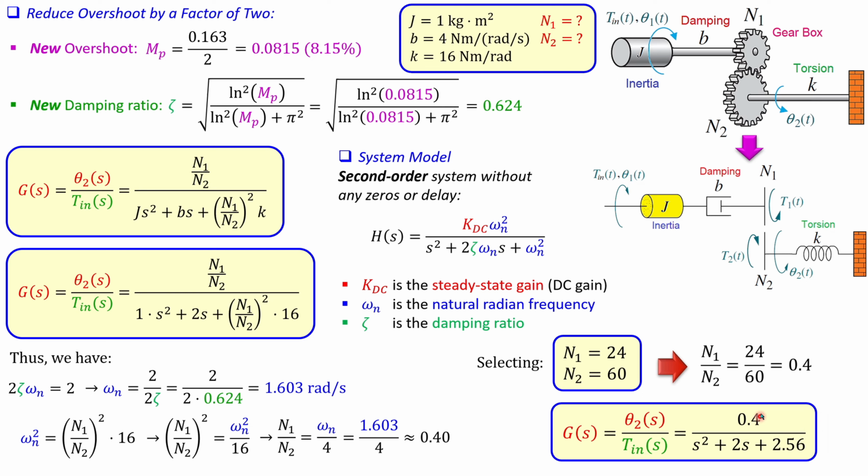Now that's our new expression. We had before 0.5 over s squared plus 2s plus 4, so it has changed because the overshoot must be reduced by a factor of 2. Did we know that before? You cannot just recognize that by looking at it. You need to work this out step by step in order to have this new transfer function. So this is the new transfer function for this new overshoot specification. If you have another specification, this will change.